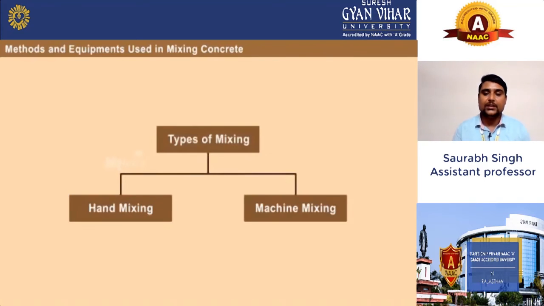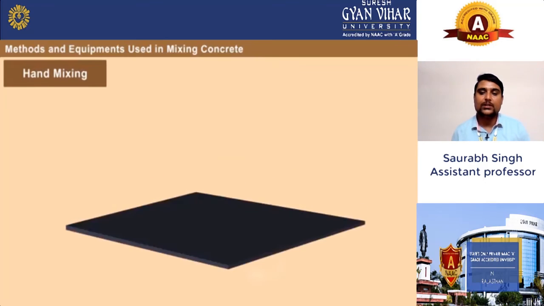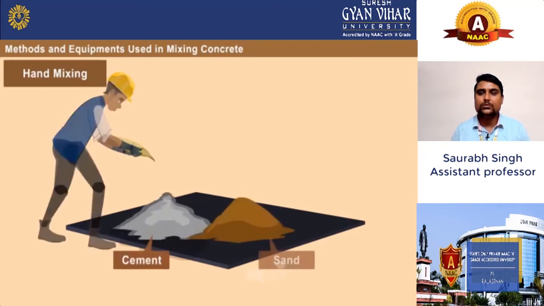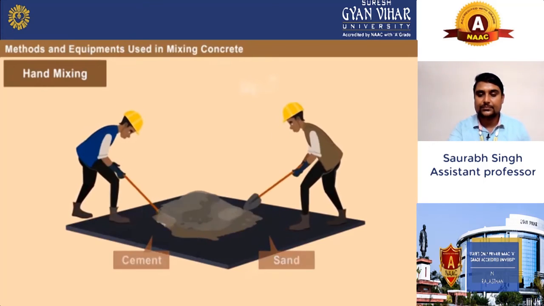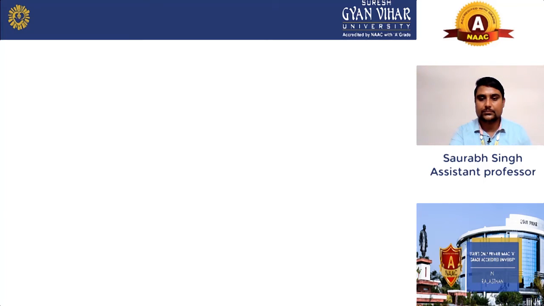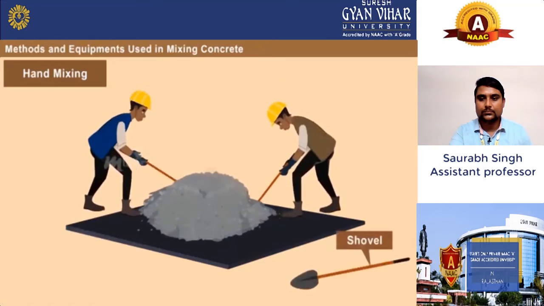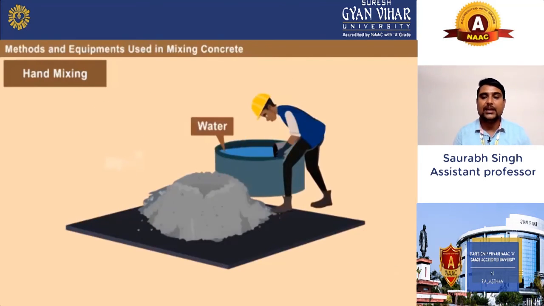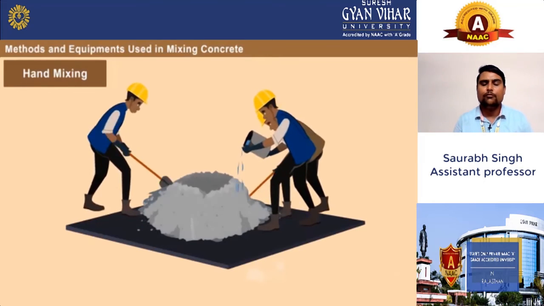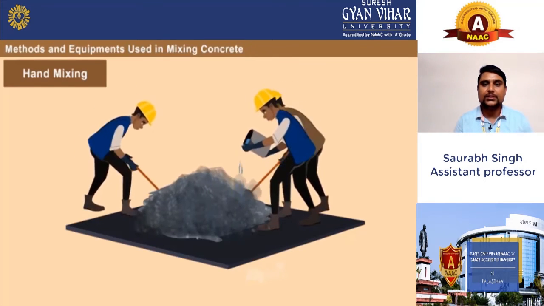And mixing is also 2 types, as you can see here: hand mixing and machine mixing. For the low structure, for the small structure, we used to do hand mixing. For high-rise building, for a big structure, we do the machine mixing. Strip footing is continuous strip of foundation built under the wall, as you can see in this image.